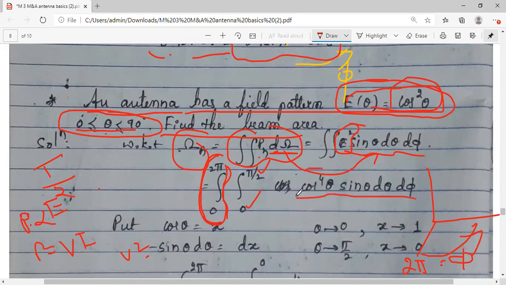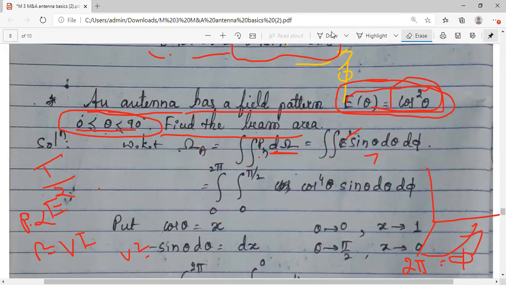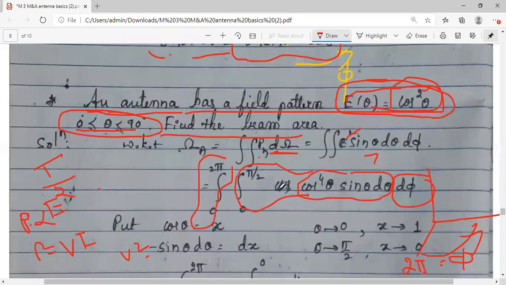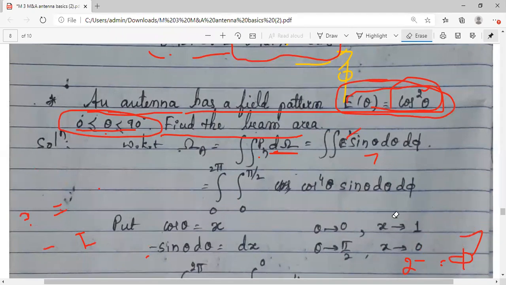The next part: why have I taken cos raised to 4? Because it is E square, and the given field is a cos square term, so it is cos raised to 4 theta. Before going for integration, you can separate out phi and theta. If you observe, this part indicates theta, which is related to this integration, and 0 to 2 pi is related to d phi. So you can separate out the integration. I have used the substitution method to solve this. If you know any other method, you can go ahead and solve it.